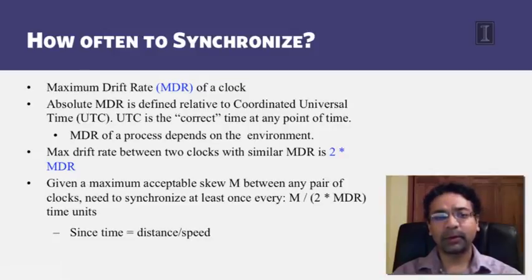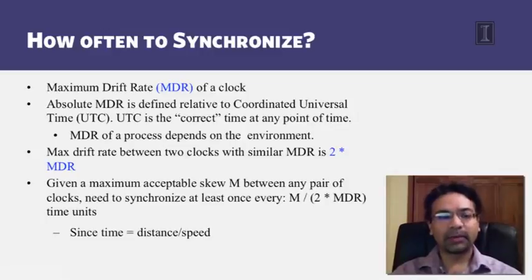Now, the maximum drift rate between two clocks with the same absolute MDR is 2 times MDR. Why is this? Well, in the worst case, one of these clocks may be MDR ahead or faster than UTC. The other clock may be MDR slower than UTC, and so the relative difference between them is 2 times MDR.